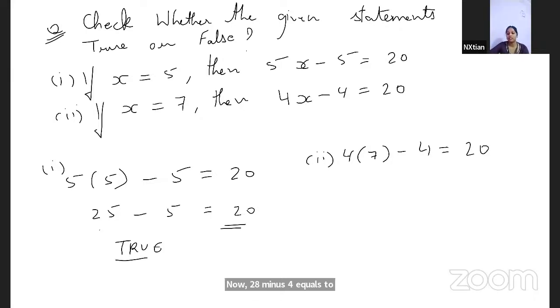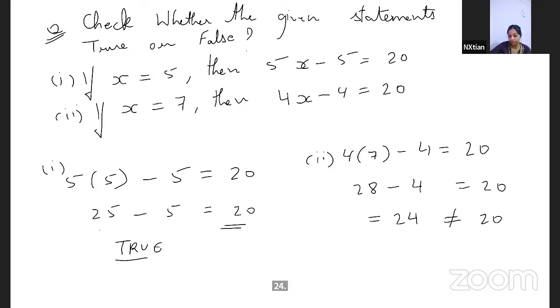Perfect, that's right. 7 into 4 is 28, and 28 minus 4 is equal to 24. Okay, which is not equal to 20. So it will be false. Okay. Good work, all of you. Zara, hope you got both of them.